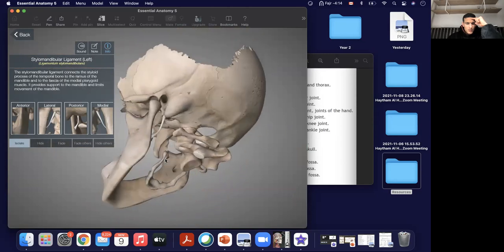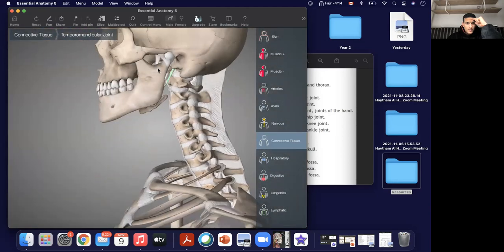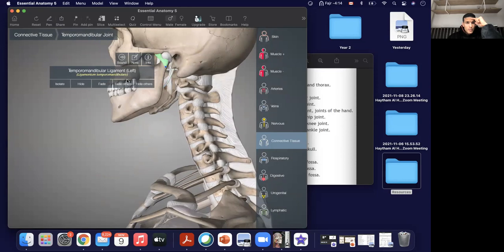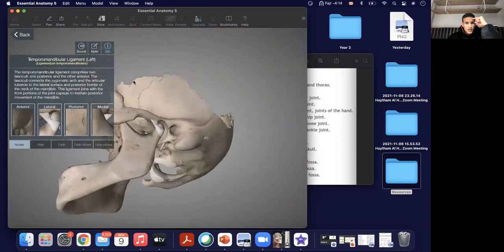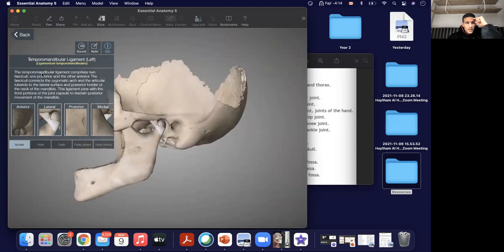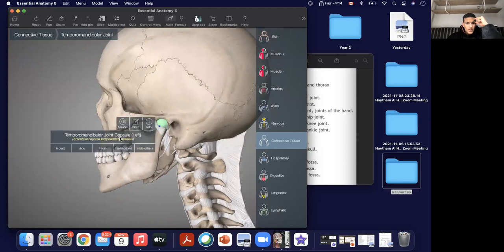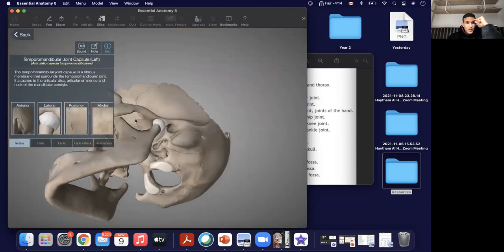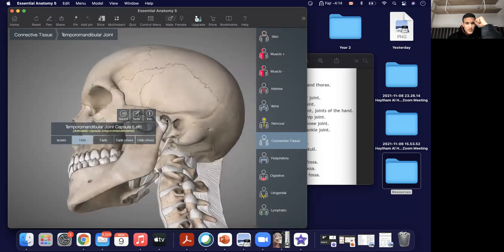Stylomandibular ligament, okay? And finally, you have this ligament, the temporomandibular ligament, or the lateral ligament. Isolate. There. And you have the capsule. Within this capsule you have an articular disc, but I don't think you see it here. But there's an articular disc inside.